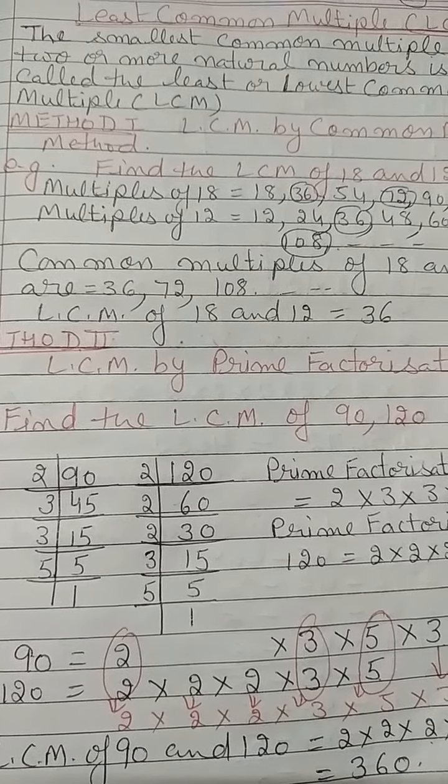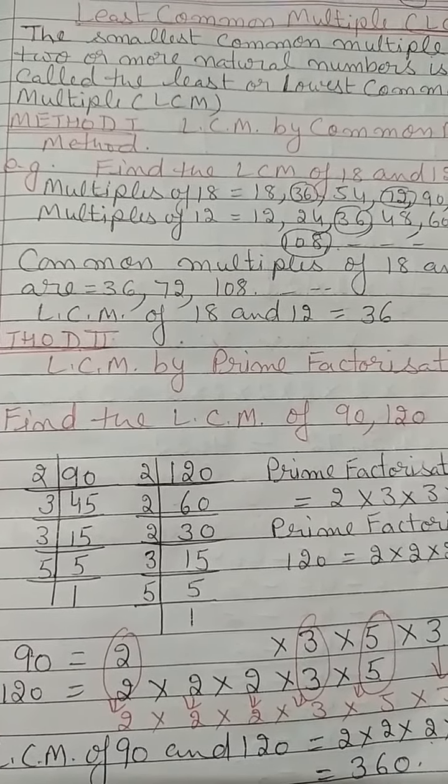Now the second method is LCM by prime factorization method. Here we find the LCM of 90 and 120. For finding the LCM of 90 and 120, first you have to do the prime factorization of each. Prime factorization means divide each number by prime factors, and find the prime factors under this 90.